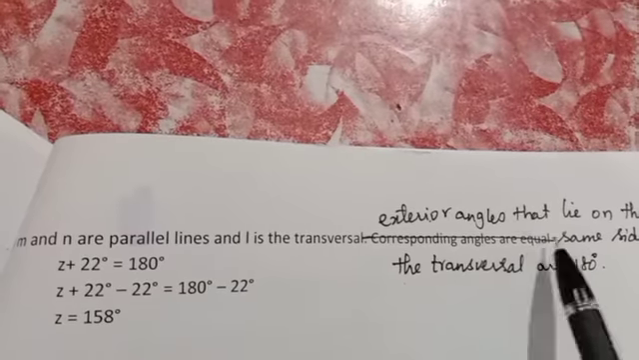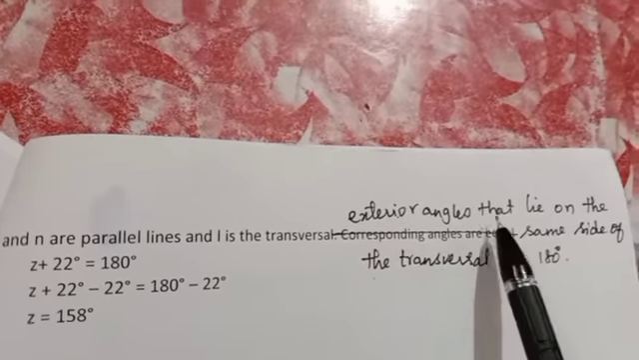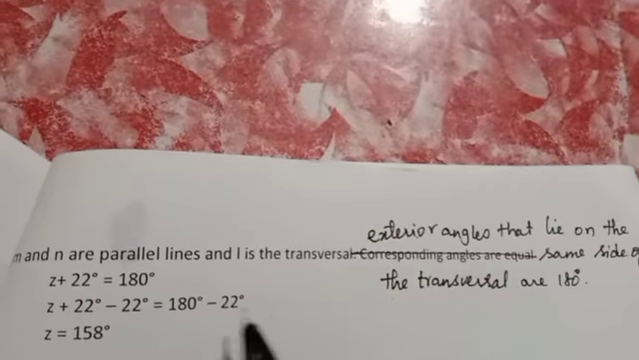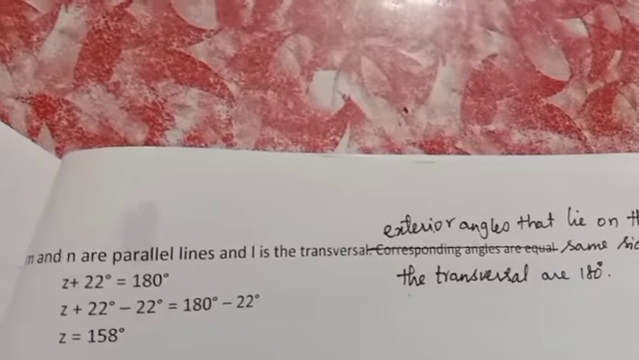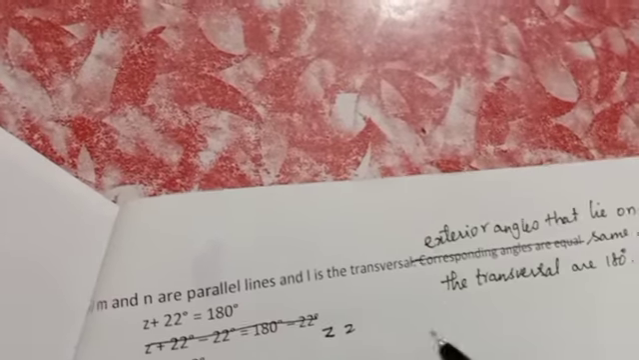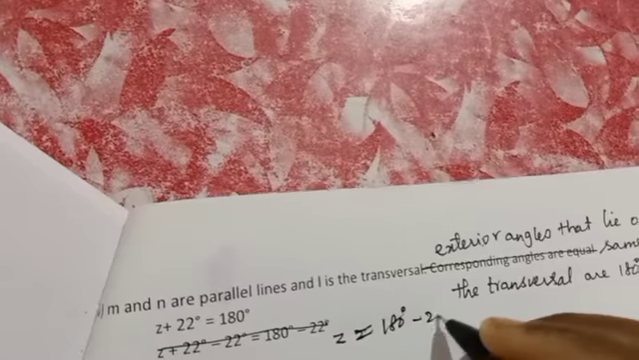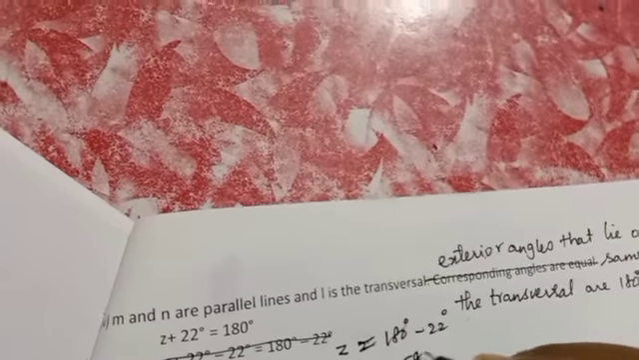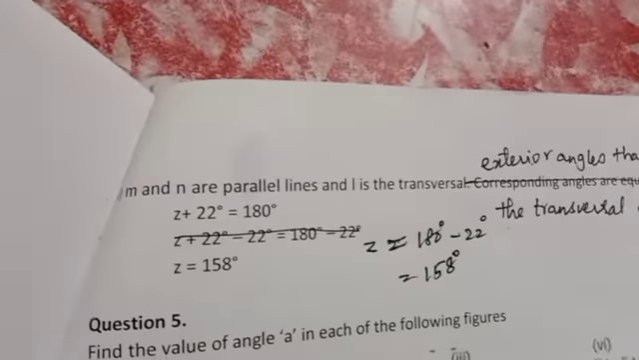Okay, in your study material, M and N are parallel lines. L is a transversal. Exterior angles that lie on the same side of the transversal sum to 180 degree. So Z plus 22 degree is equal to 180 degree. So how do you write this? You have to follow this common method. Z is equal to 180 degree minus 22 degree. So that is equal to 158 degree. Okay, students? Yes?